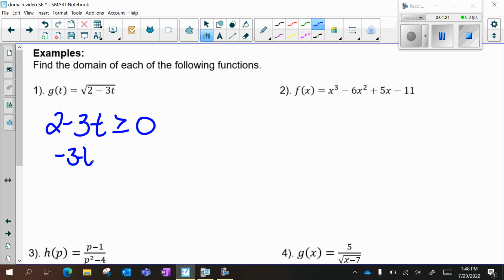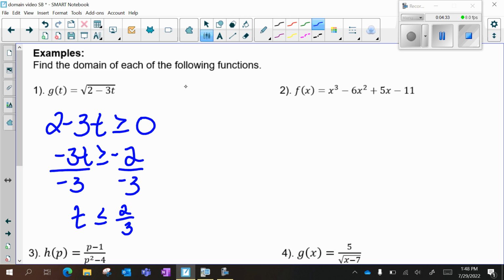Remember that when you divide by a negative, your inequality symbol switches. So my domain is going to be t in this case, because that's my input, is less than or equal to 2/3. Or in interval notation, it would look like that.